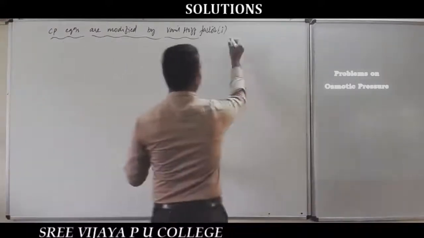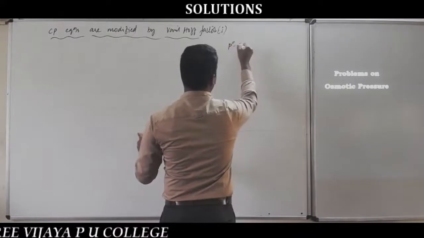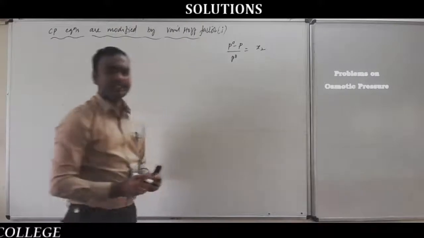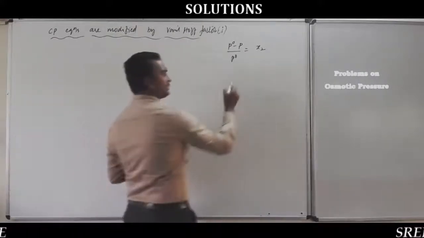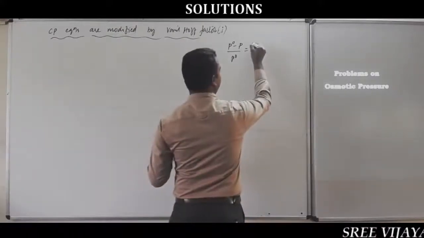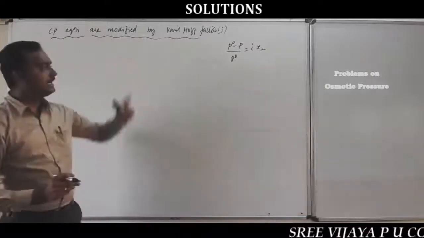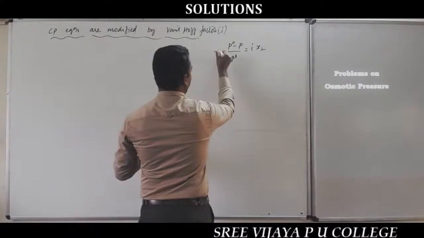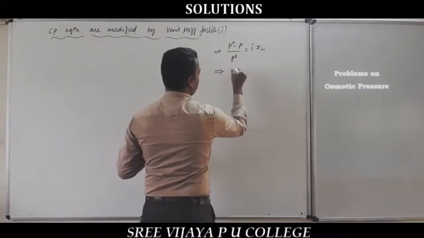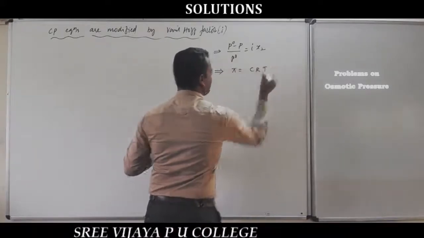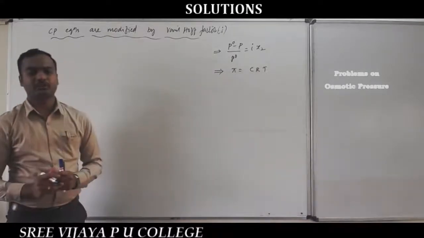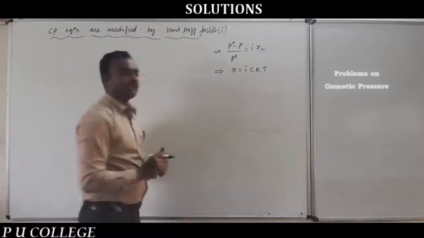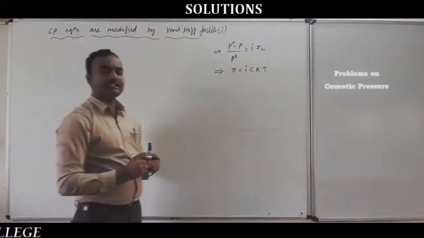The modified equation is (P naught minus P) divided by P naught equals X2, the mole fraction of solute, just multiplied by i, the Van 't Hoff factor. Again, for osmotic pressure, pi is equal to CRT, where C is the concentration, R is the gas constant and T is the temperature. The modified equation is pi equals i into CRT.